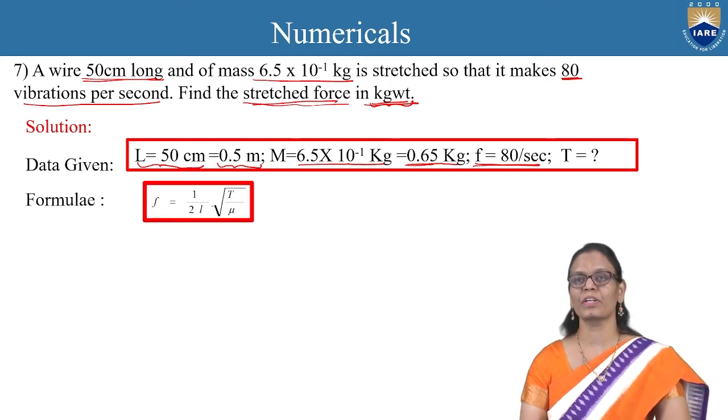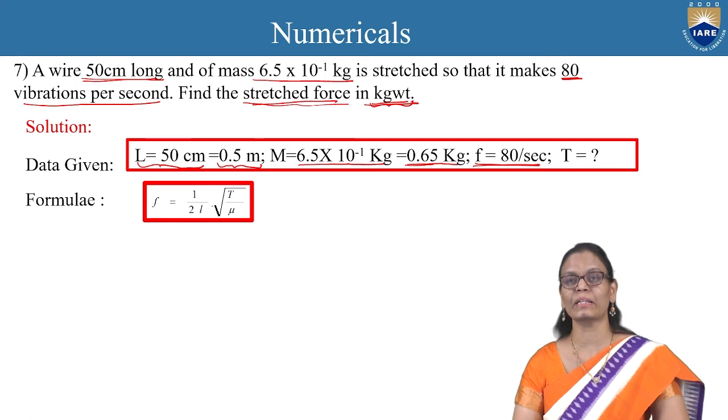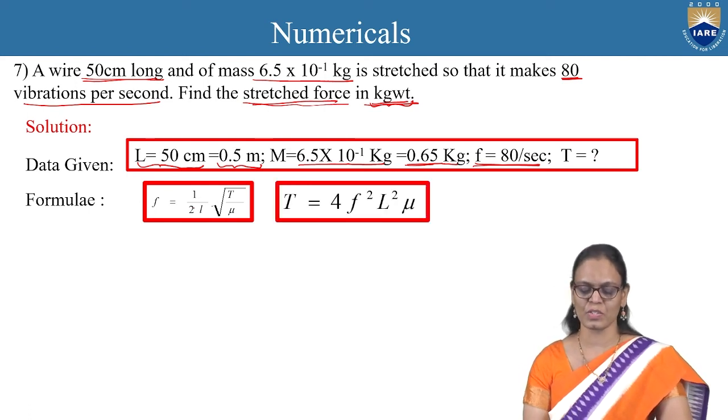So which formula are we going to use? F is equal to 1 by 2L under root T by mu. We will modify this formula and write it. Squaring on both sides and rearranging, we get T is equal to 4F square L square mu. Because we are trying to write it in terms of known values.